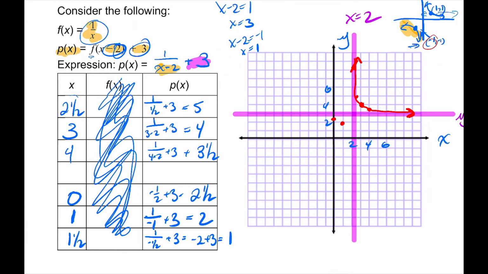So we get 1.5 comma 1. It'll be right there. And again, it's getting closer to that 2, but it doesn't touch it, so it's good. Now we're just going to connect those points with the other curve. It's going to look like that, with my lines getting closer and closer to the asymptote but not touching it. So there is how we graph p of x.